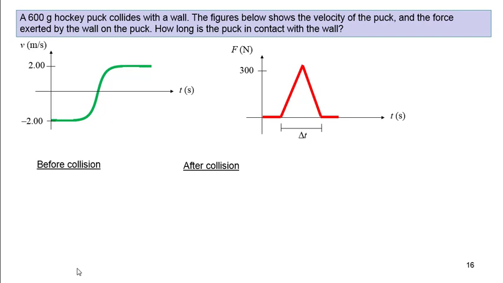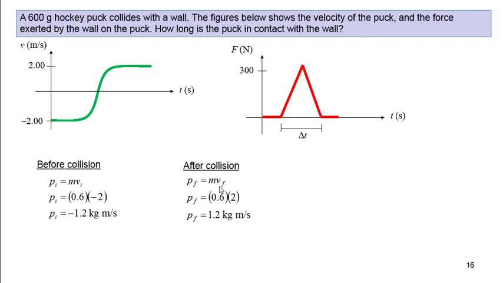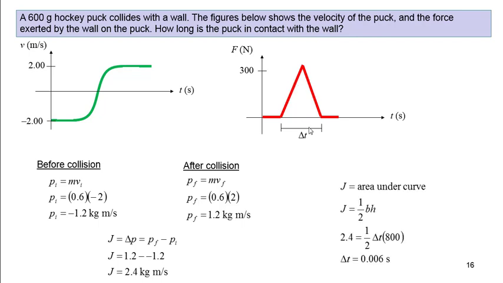So again, I'm going to look at before my collision and after my collision. My momentum before the collision, there's my mass written in kilograms. My initial velocity is negative 2 meters per second, so this is my initial momentum. And then after the collision, the only difference is that now my velocity is positive, so this is my momentum after the collision. So from these two values, I can figure out my change in momentum and my impulse, and I get that my impulse is 2.4 kilograms meters per second. That means the area underneath this graph has to be 2.4 kilograms meters per second. I'm just taking the area of a simple triangle, and the base of that triangle is delta t. That's my unknown, and I can solve that. I get 0.06 seconds, or 6 milliseconds.